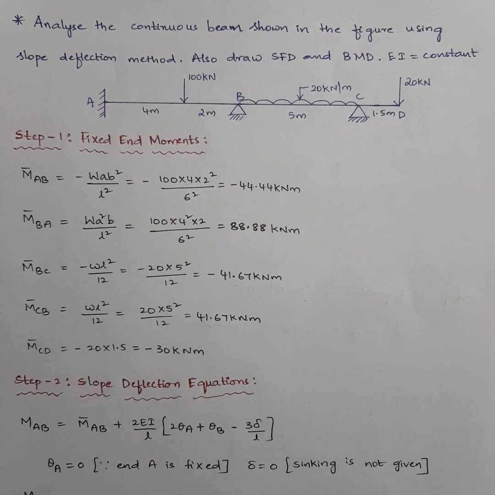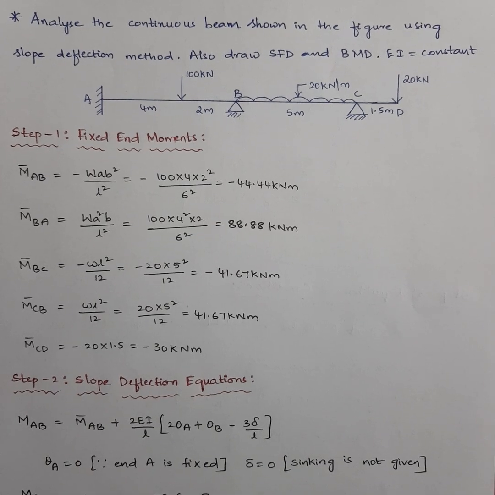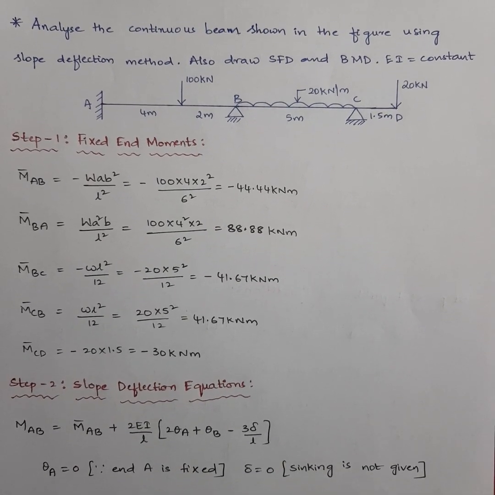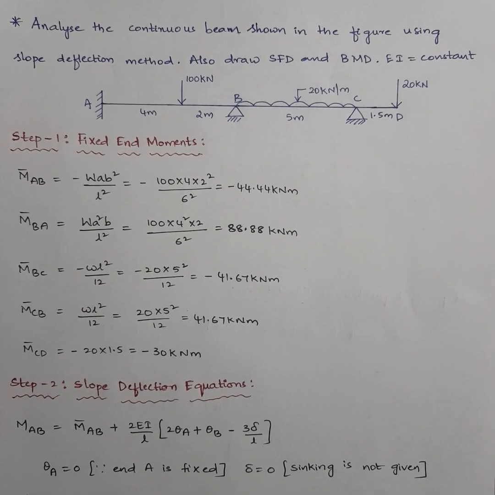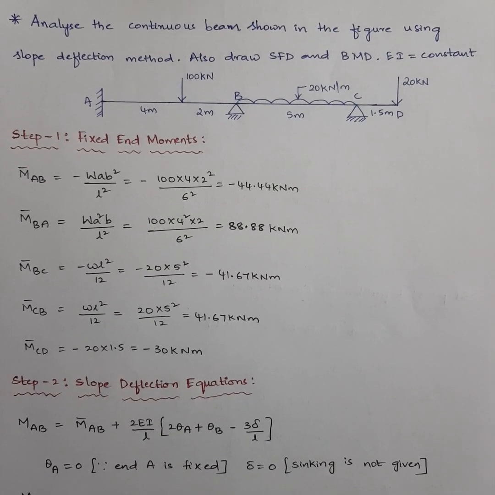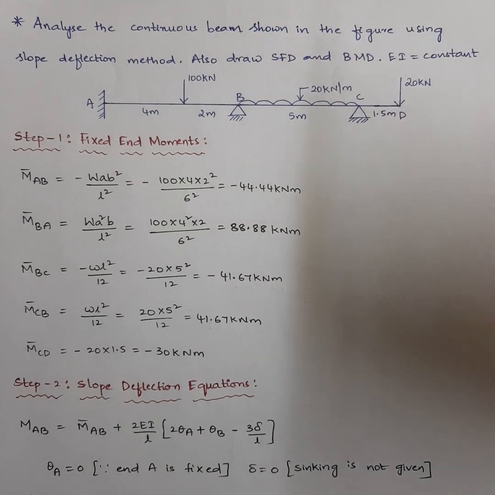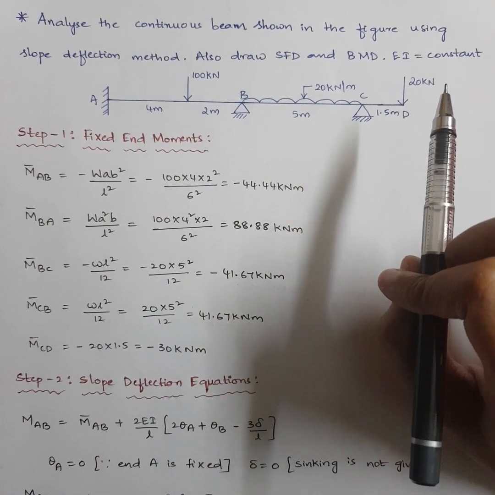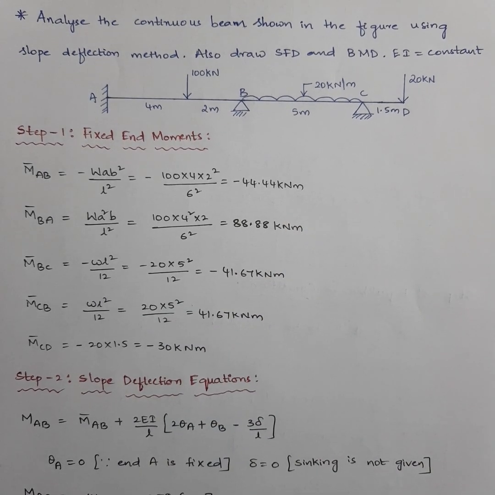In this video I'll be explaining how to analyze a continuous beam with the overhang using slope deflection method. Okay, so just read the question. We have to analyze the continuous beam shown in the figure using slope deflection method. Also draw shear force diagram and bending moment diagram when EI, the flexural rigidity, is constant.